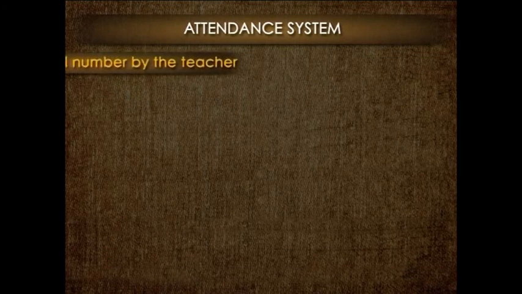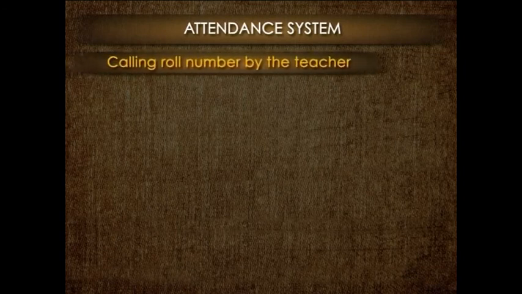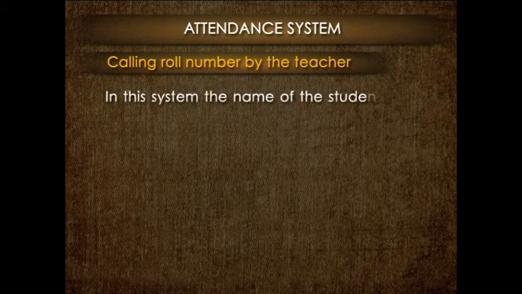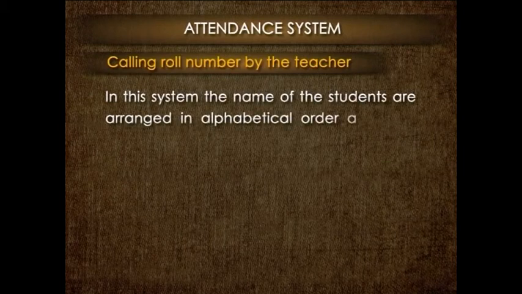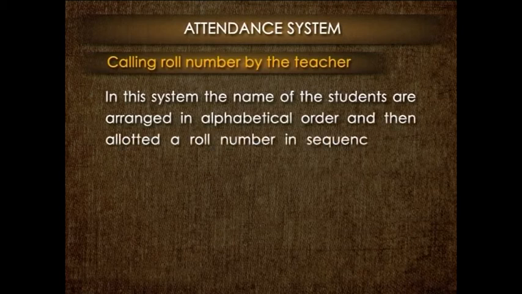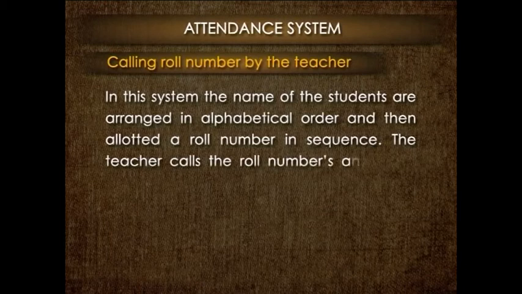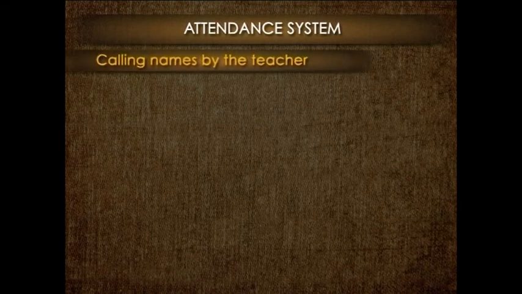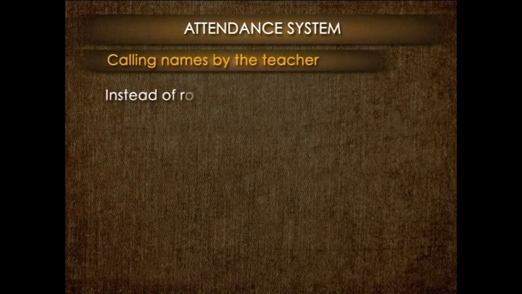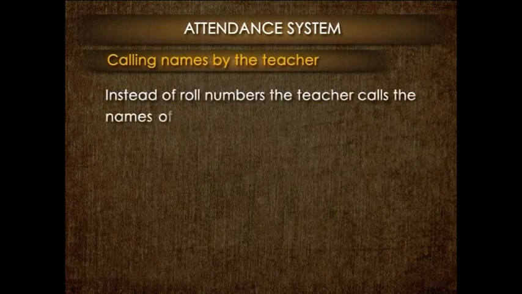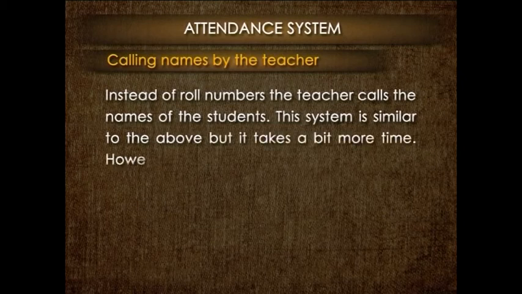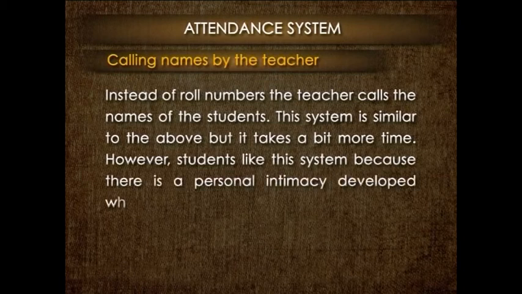Number 2, calling roll number by the teacher. In this system, the names of the students are arranged in alphabetical order and then allotted a roll number in sequence. The teacher calls the roll numbers and notes down the absentees. Number 3, calling names by the teacher. Instead of calling numbers, the teacher calls the names of the students. This system is similar to the above, but it takes a bit more time. However, students like the system because there is a personal intimacy developed when their first names are called.